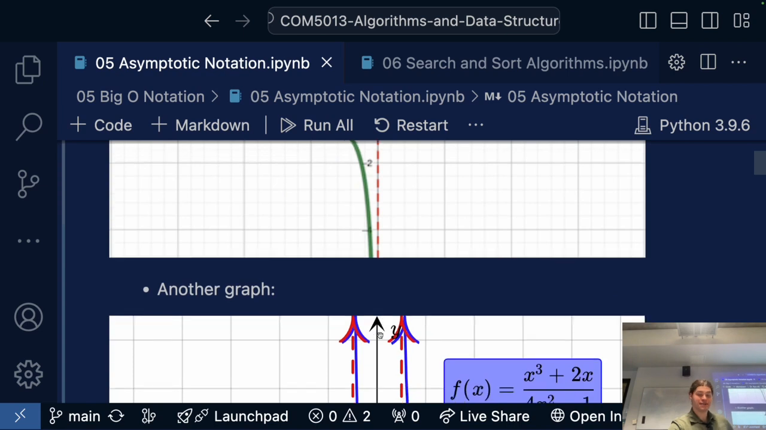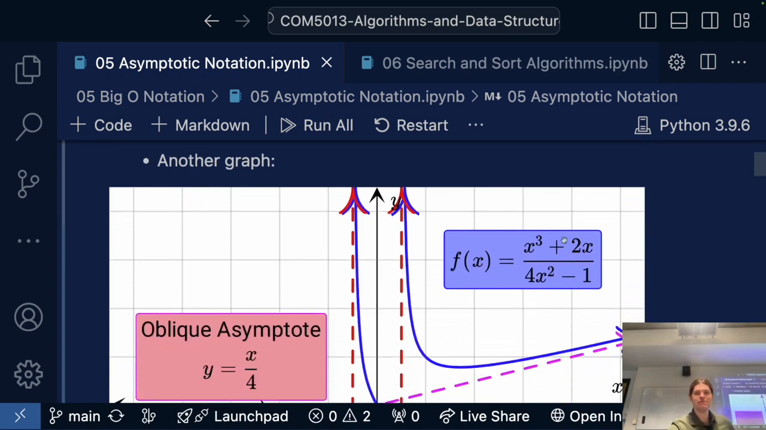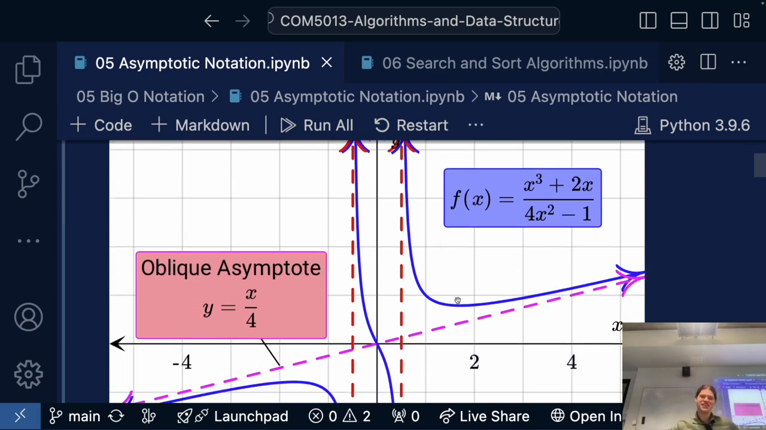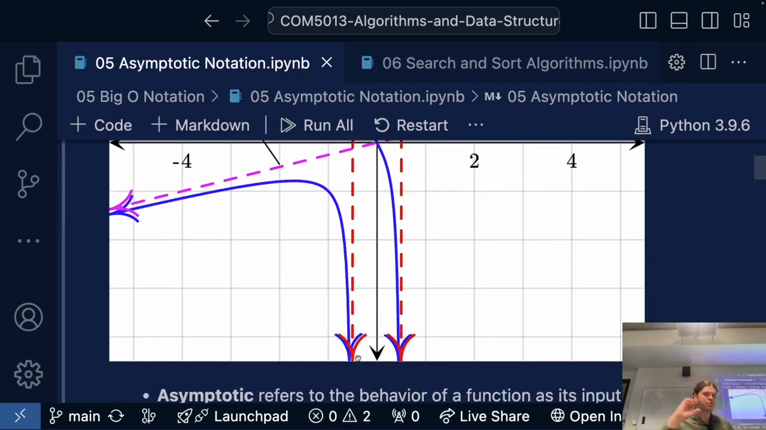Let's tell you about asymptotic notation. Oh, here we go. Here's just the quadratic version of it. So if you've got many parts to it, x cubed plus 2x divided by 4x squared minus 1, you get all kinds of funny lines of different shapes, and that gives you the asymptote drawn across there. Okay, so it gives you a way to approximate the graph of a function.